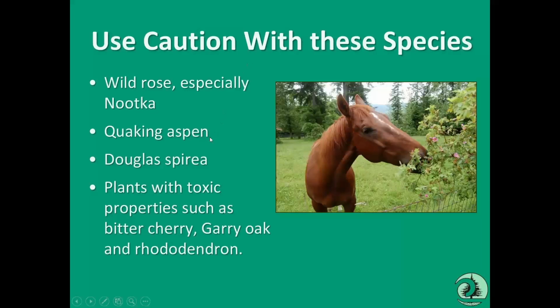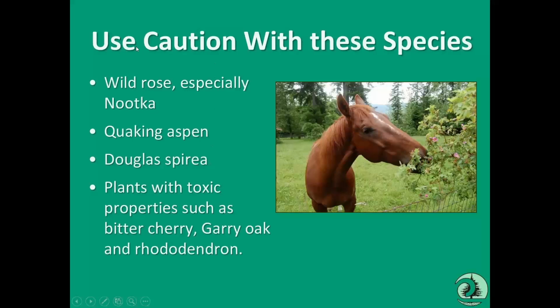Quaking aspen is another one, as well as Douglas spirea, that you want to use a little bit of caution when planting. Both of these are fairly invasive and can spread pretty quickly. So you just need to be careful of where you plant them so that they don't encroach into pasture areas or other areas you don't want them growing in.